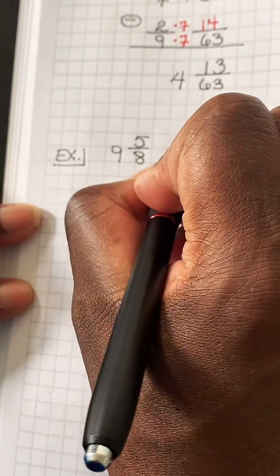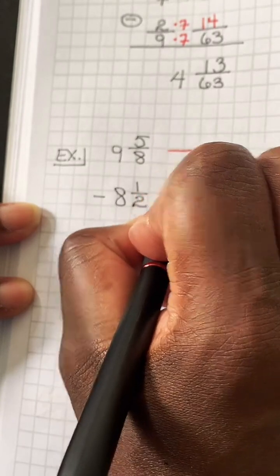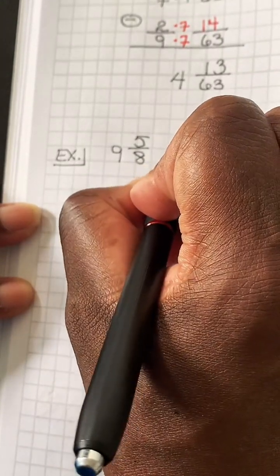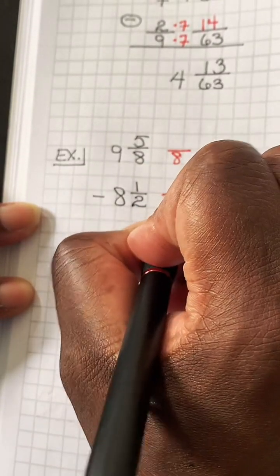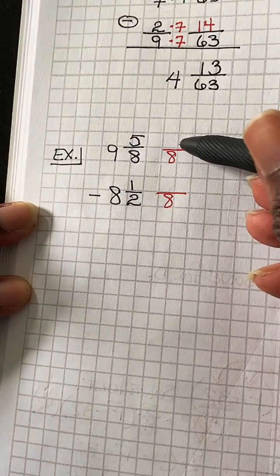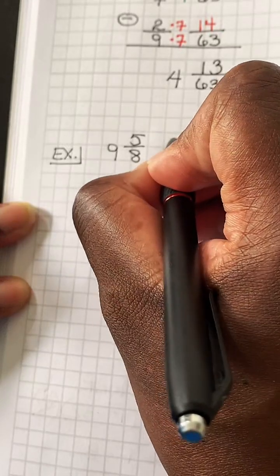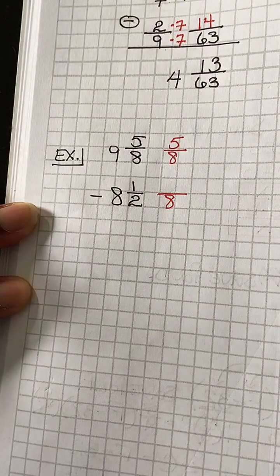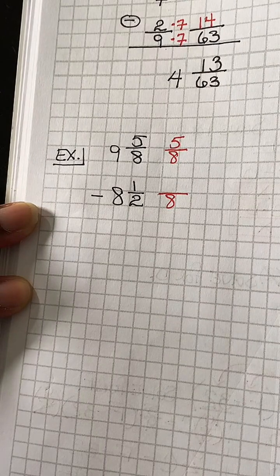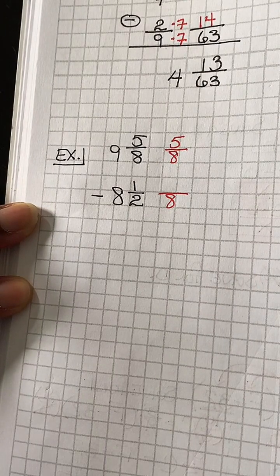So the denominator that we're looking for is 8. So that means the first fraction could stay exactly the way it is because we didn't have to do anything. Okay, not a problem.